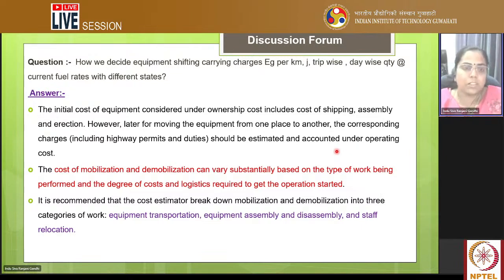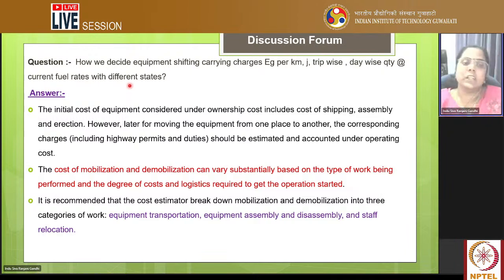I assume he might be asking with respect to equipment, because this course is entirely about the equipment. So, about the equipment shifting charges: as the learner has raised the query, the cost is highly variable according to the state. In different states, the fuel cost varies, even the highway permit cost and duties, everything will vary. So I cannot give you any formula, or generalize how to estimate this cost.